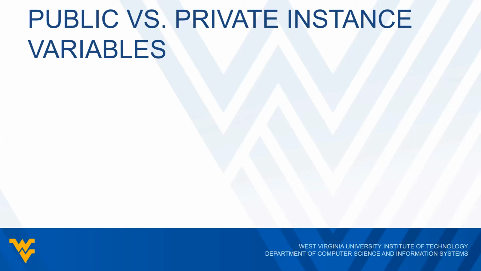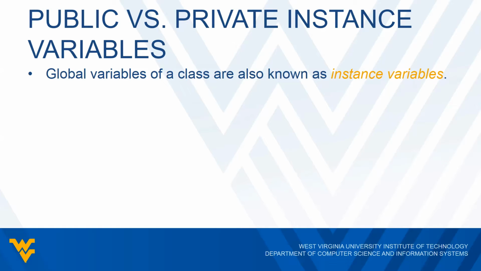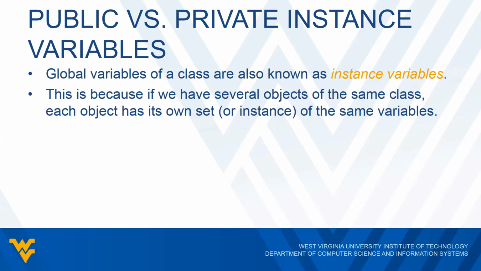Now, global variables of a class have another name. They're called instance variables. We talked a little bit about this before if you took CS 121 with the Java course as well. And the reason why they're called instance variables is because let's say we have several objects of the same class. Each object is going to have its own set of the same variables. We say it has an instance of those same variables.